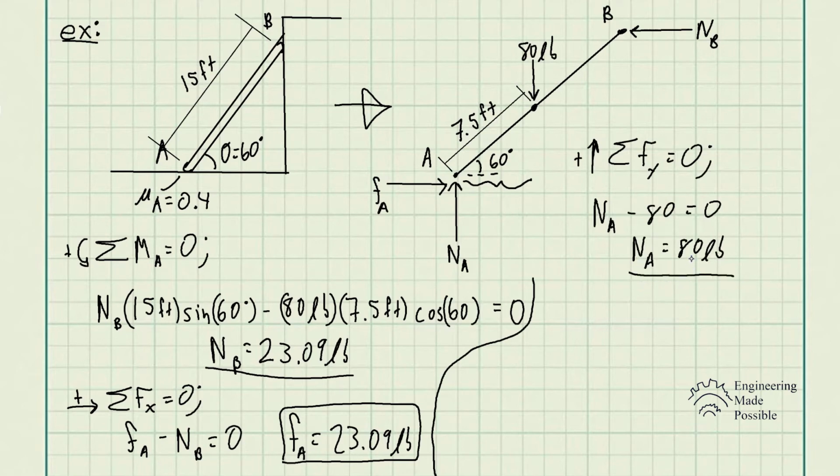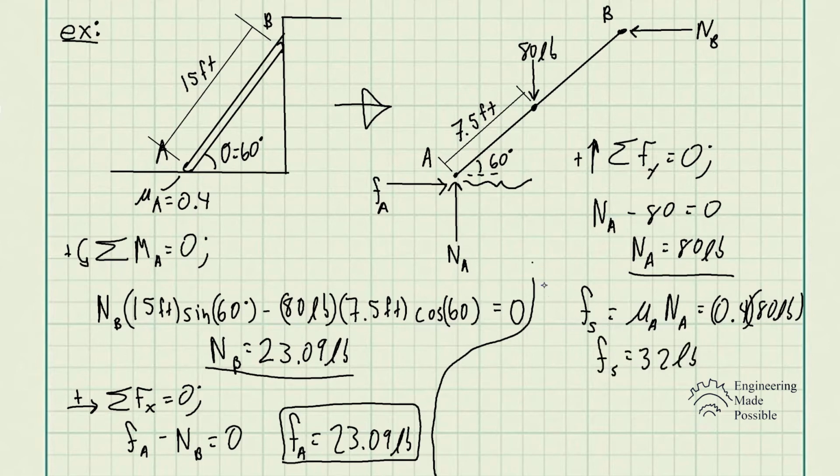So let's go ahead and solve for the static frictional force, which is the coefficient of static friction times this normal force at point A. So we get the static frictional force equal to mu times Na, which is 0.4 times that 80 pounds. And so we have the static friction being equal to 32 pounds, and this is the value that we're going to use to determine whether there is no motion or if it's going to slip.